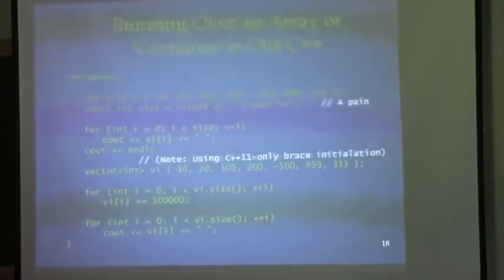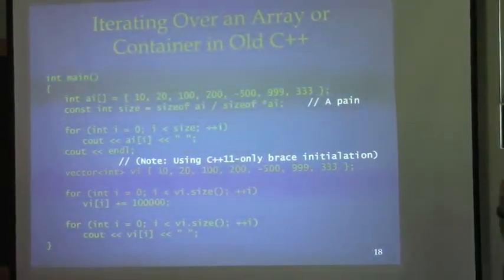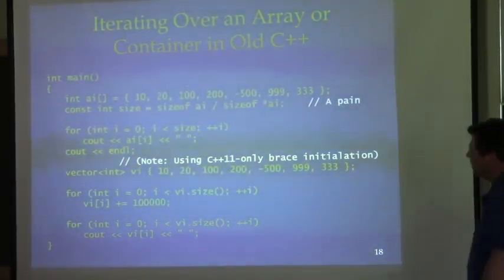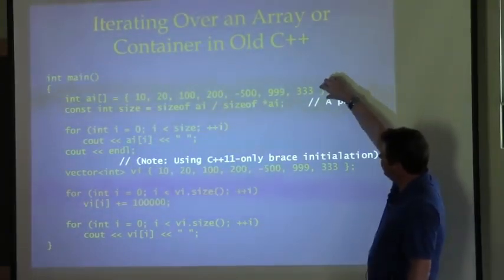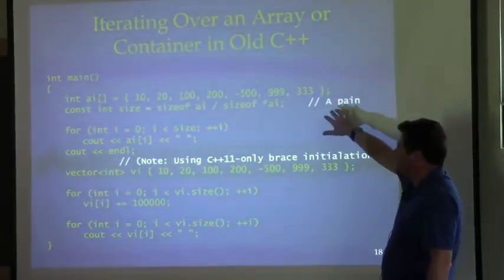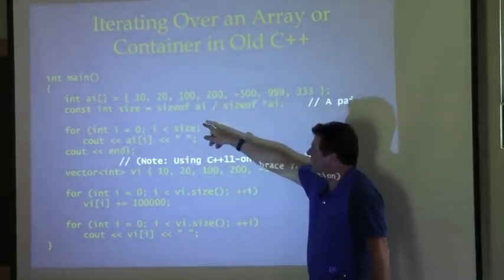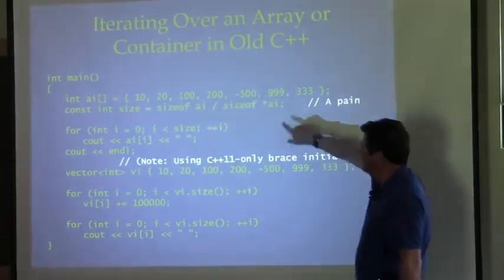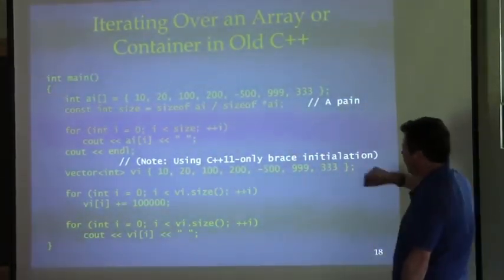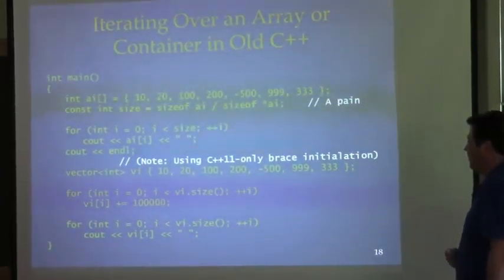Okay. All right, so let's look at a new feature: iterating over an array or container. In old C++, here is an old native array being initialized. And this is what you had to do to determine how many elements are in the array. You had to do something like divide the size of the array over the size of its first element, right? There's variations of that. You can play games and write a template to do this for you, but basically it ends up doing the same thing.